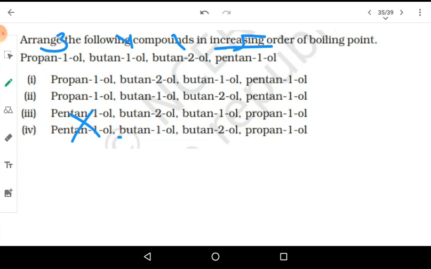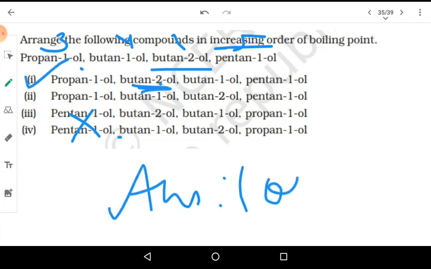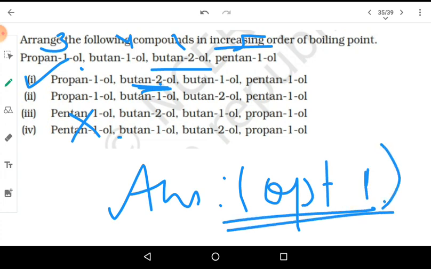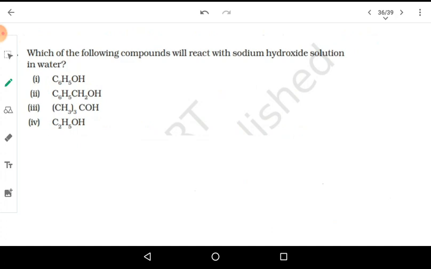Maximum is for pentan-1-ol, and now the problem is with the 4 carbon, which has more branching. Butan-2-ol has more branching, and as a result of which that is going to have lesser boiling point. So this should be the answer. Answer is option number 1. Let us move on to the next question. Which of the following compounds will react with soda?